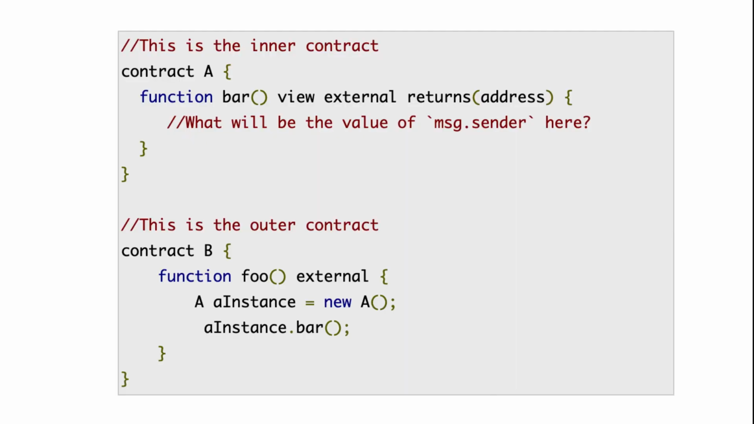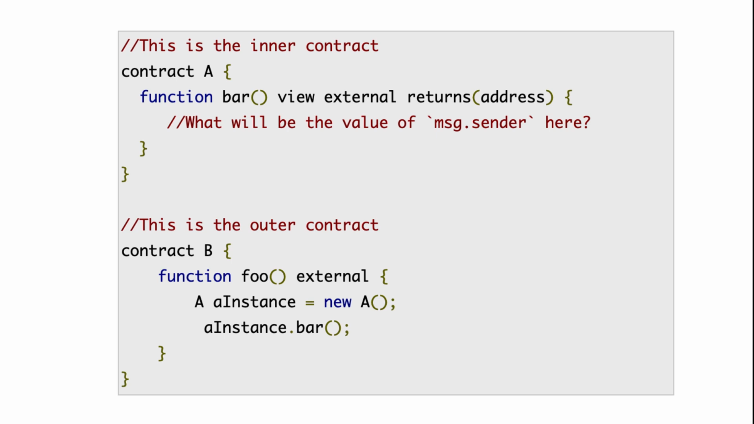Alright, so let me describe the situation. We have two contracts. First we have contract A, which is the inner contract, and then we have contract B, which is the outer contract. Inside contract B, we have a foo function that's going to create a new instance of contract A, and afterwards it's going to call the bar function on this contract.